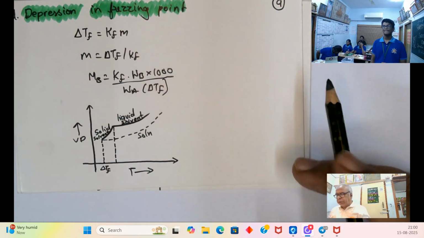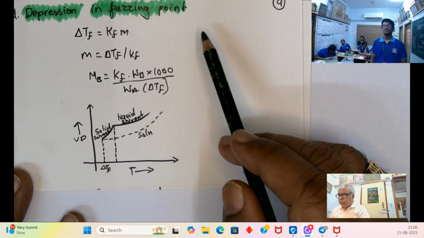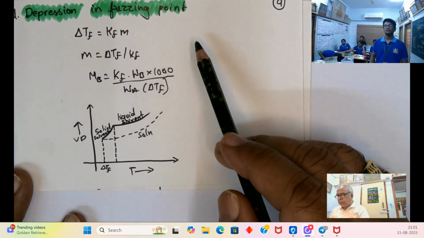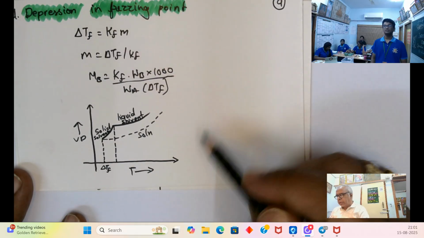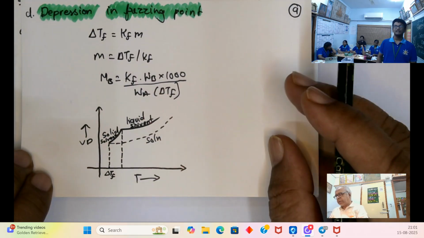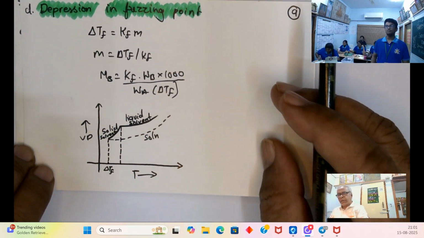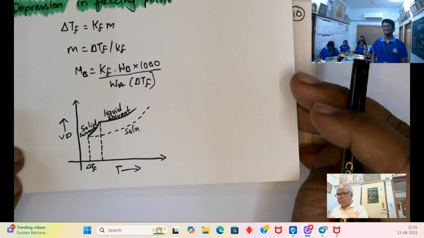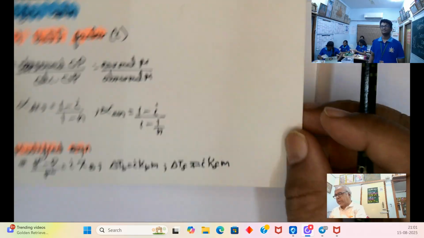Depression of freezing point: del TF is equal to KF into m. So m is equal to del TF by KF. So MB is equal to KF into WB into 1000 by WA into del TF.